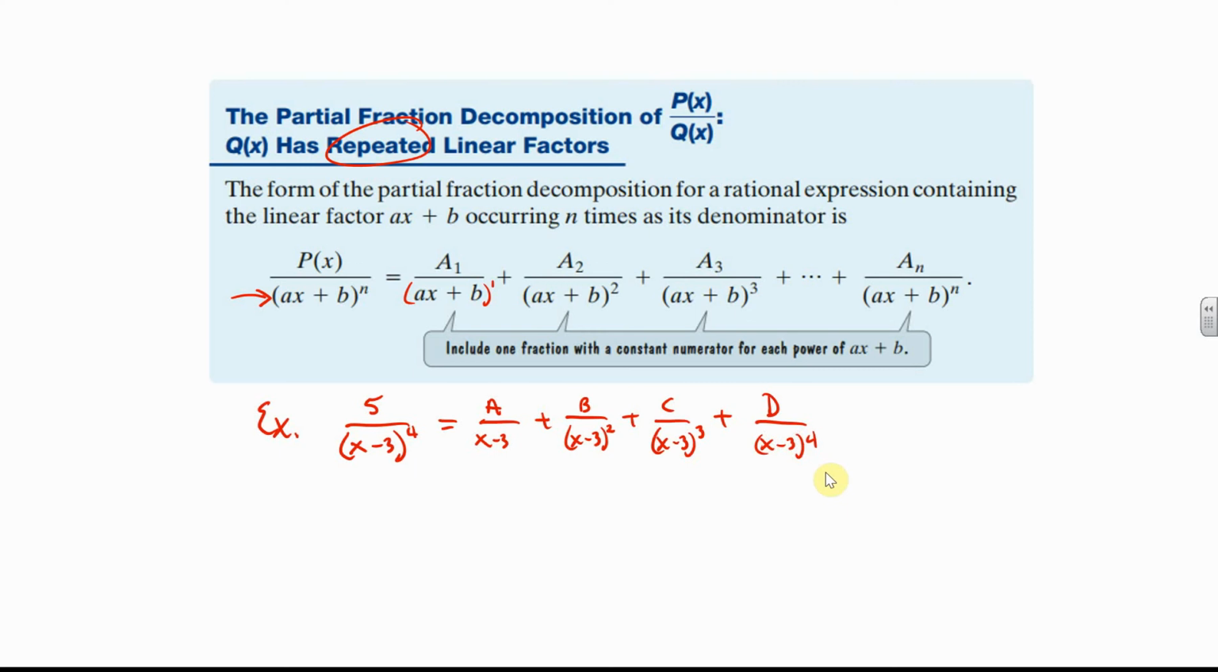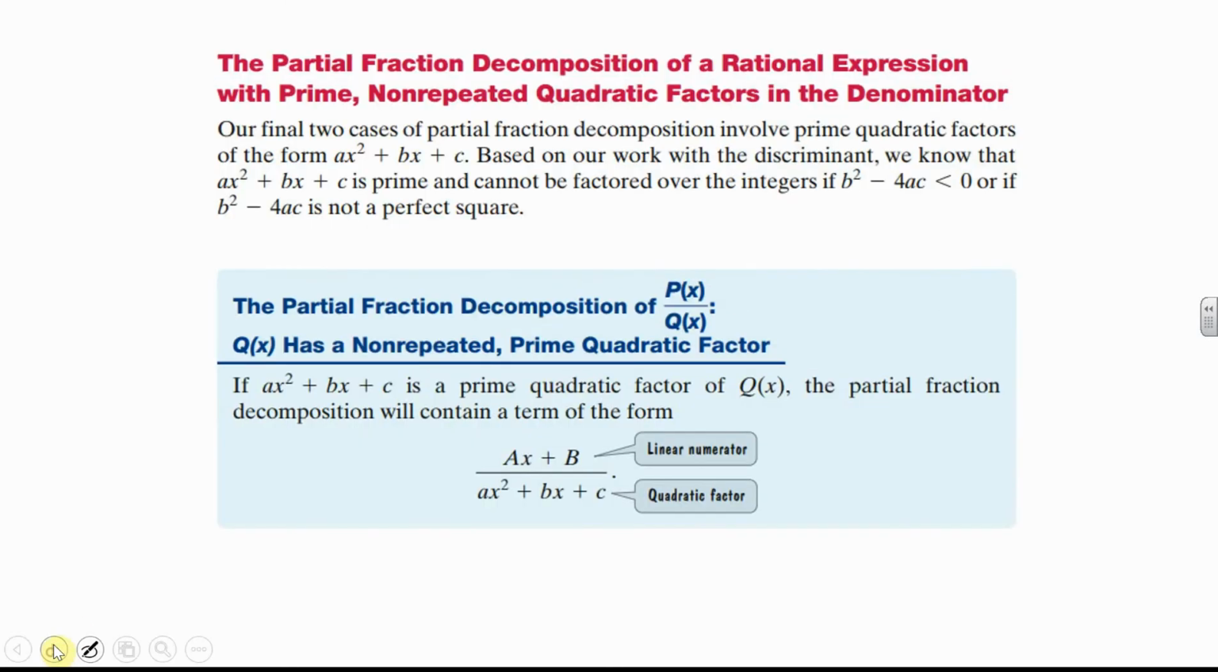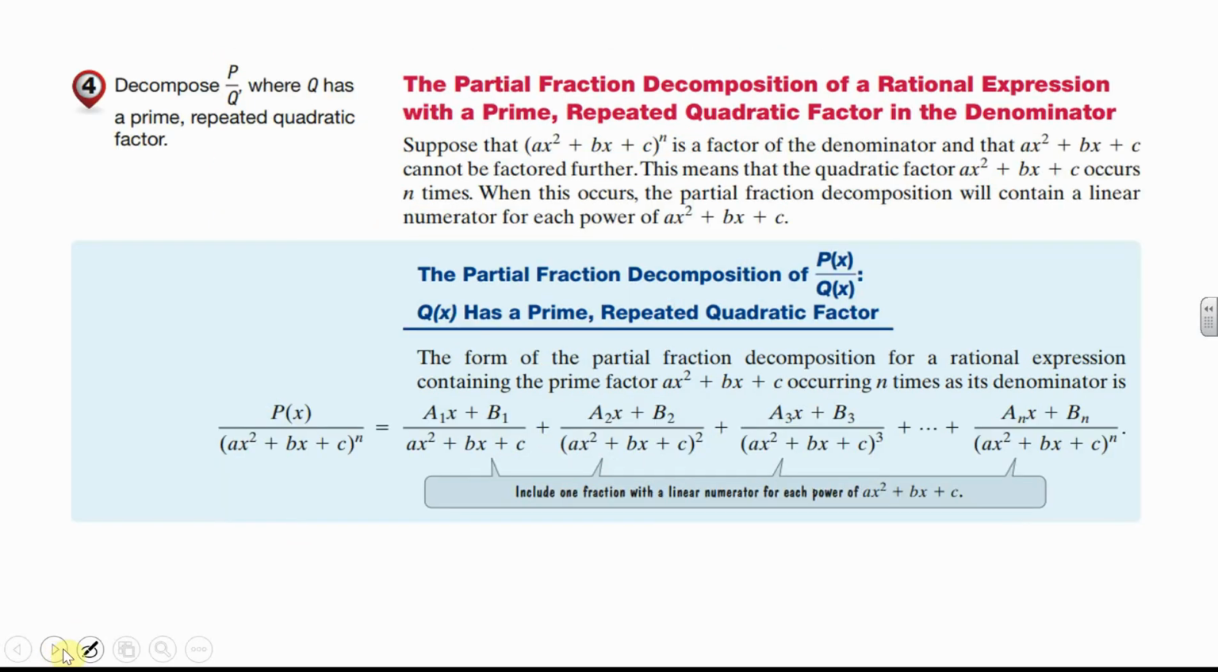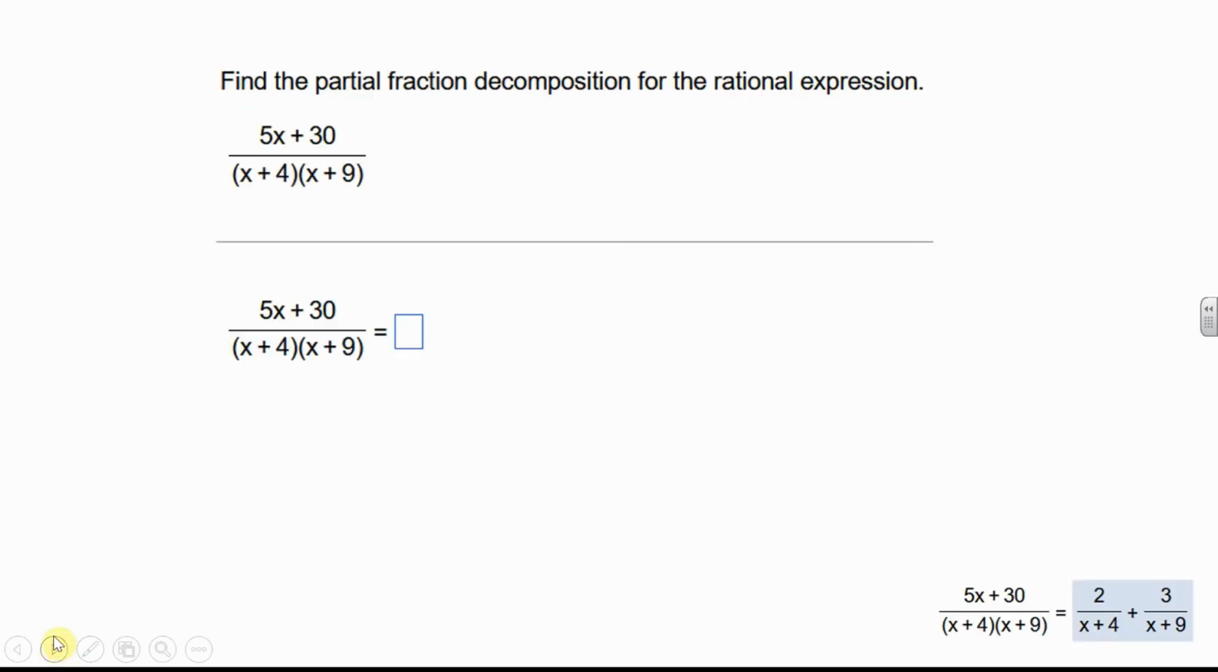Now the challenge for that example is we must determine A, B, C, and D. That'll be our goal. And then once you find A, B, C, and D, then you just put those back in and just write those numbers, whatever A is over x minus 3, plus whatever B is over x minus 3 to the 2nd, plus whatever C is over x minus 3 to the 3rd, and so on. Now, we're not going to deal with that case, nor with that 4th case.